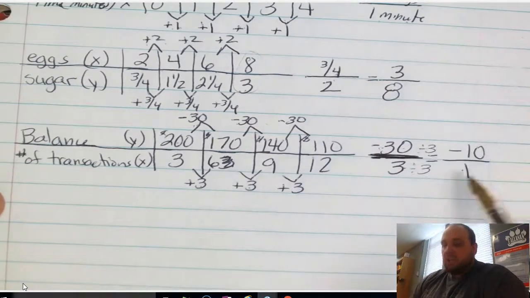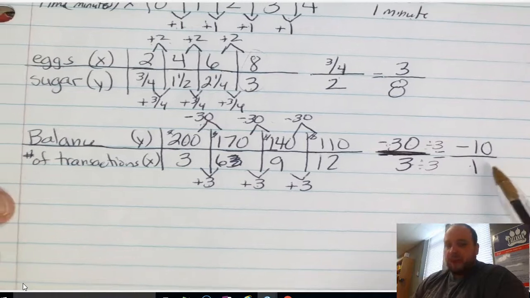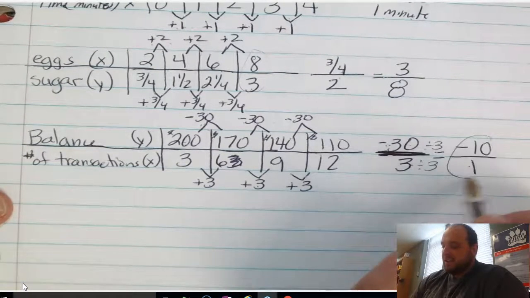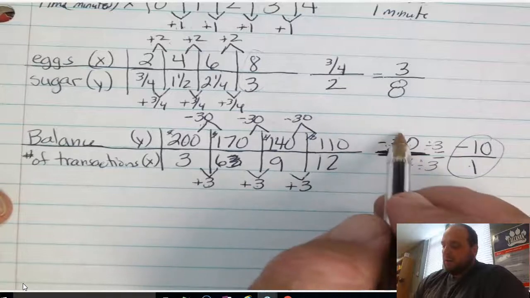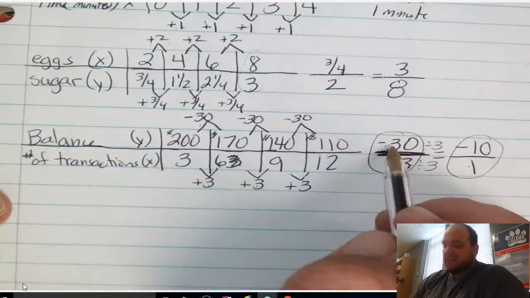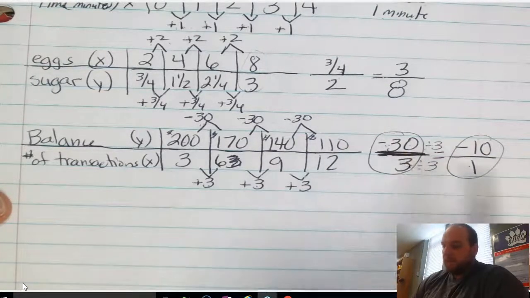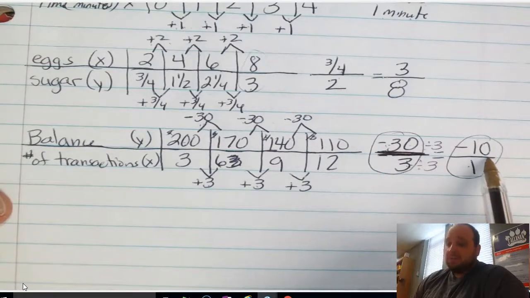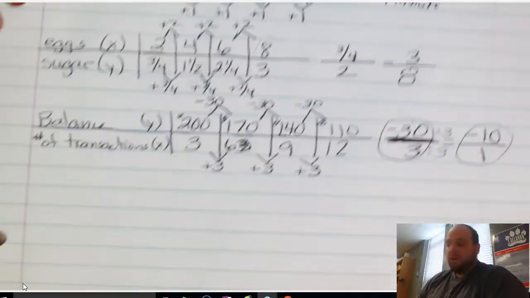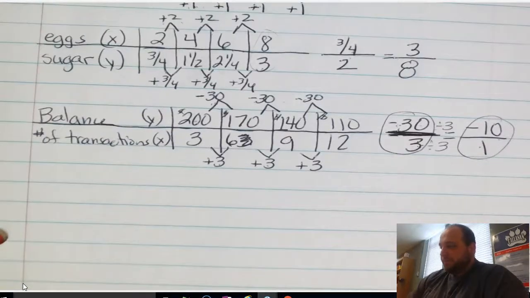So my unit rate of change for balance and the number of transactions is negative 10 over 1, whereas originally I just had a constant rate of change of negative 30 over 3. Okay, so this is constant rate of change. This is my constant unit rate of change. All right, let's look at one more.